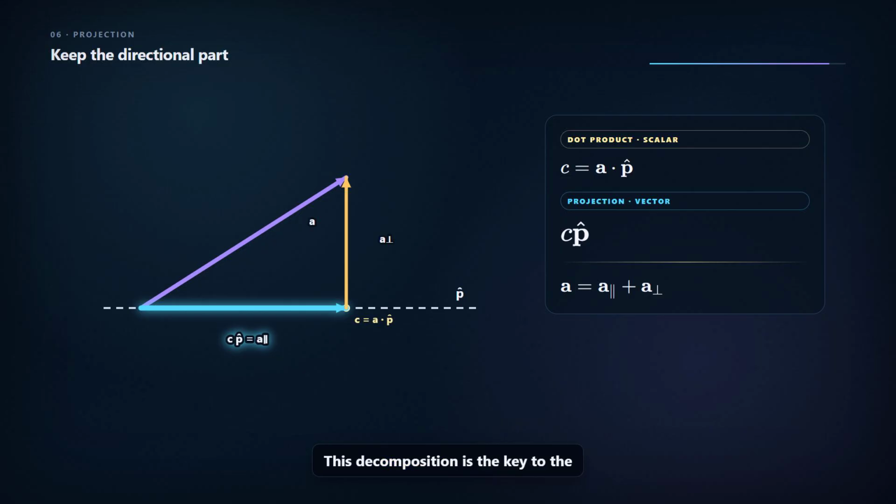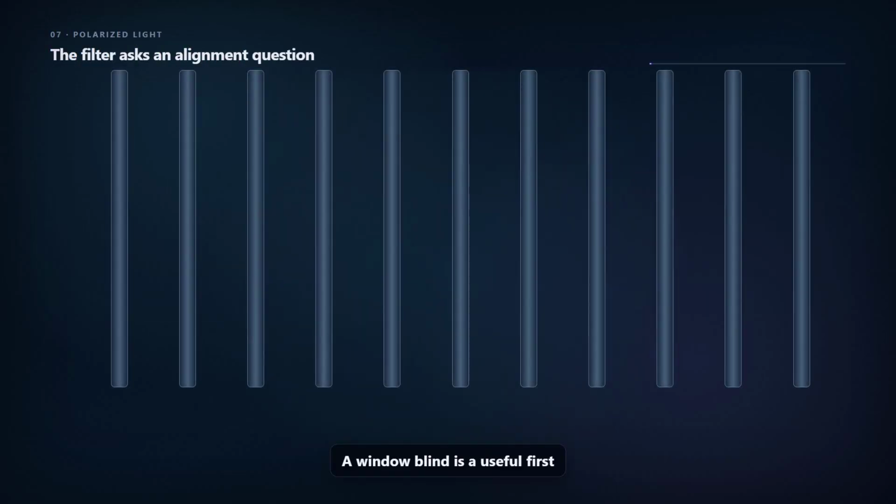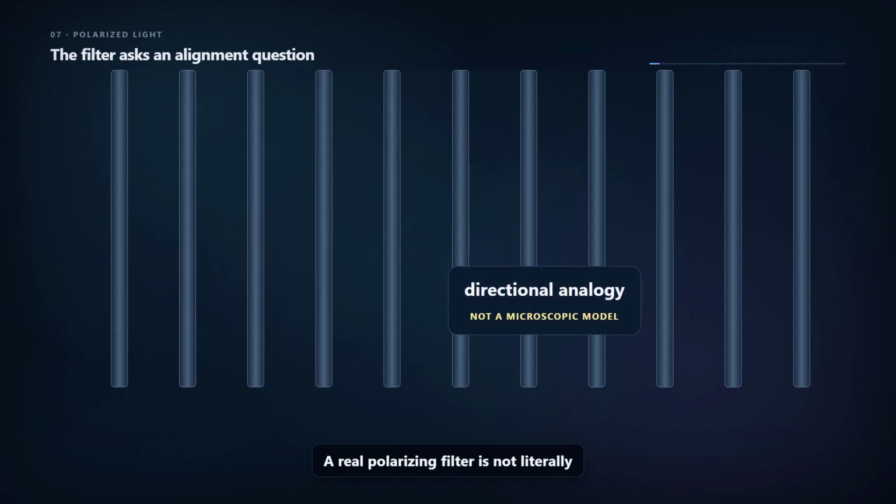This decomposition is the key to the light filter. A window blind is a useful first picture. It favors one orientation and rejects another. A real polarizing filter is not literally made of tiny slats, but directional selection is the right intuition.